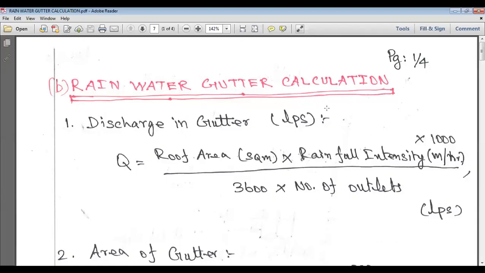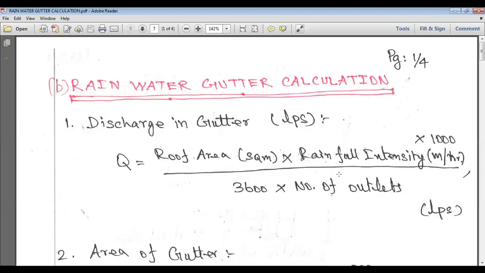You have to convert the flow rate into liter per second. This formula will work for liter per second only. So that's why you have to convert your flow rate into liter per second. This formula is Q equal to roof area in square meter into rainfall intensity in meter per hour. Already we have put mm per hour, so you have to convert into meter per hour, that is into 1000, divided by 3600, into the number of outlets. Number of outlets means the bottom outlet we have already provided.